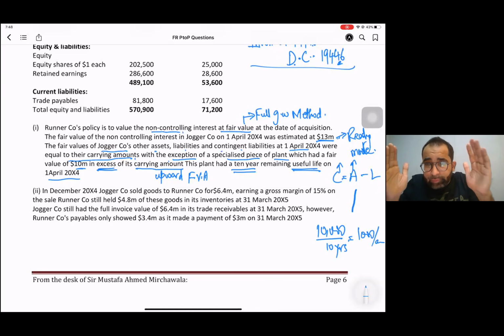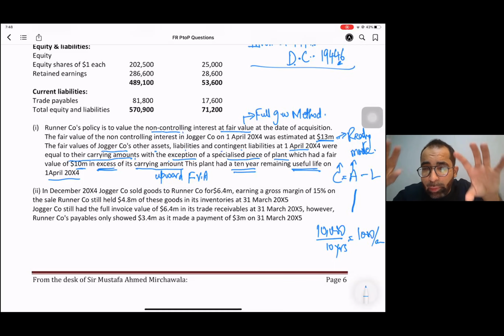As the gap between the date of acquisition and the reporting date is only 1 year, we need to depreciate it for only 1 year. So from 10,000 we'll subtract 1,000, and you will get 9,000 at reporting date.